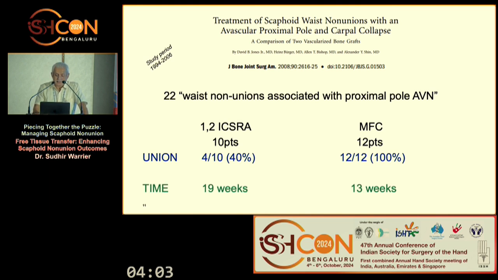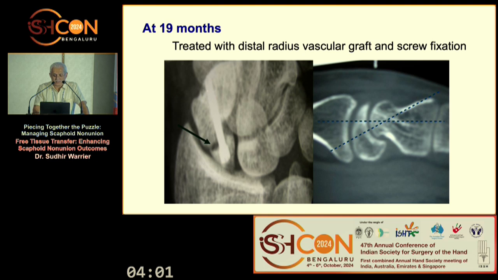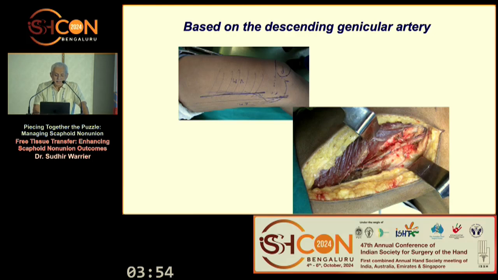And it seems that they unite a little faster. So we did take recourse to this procedure. This is based on the descending genicular artery. We do this with the plastic surgery team, and I think Lena is in the hall somewhere, or she's going to be speaking about this in her paper as well.